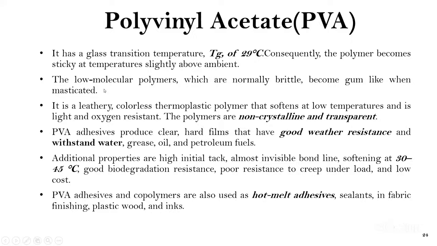Masticated is a word we generally use when we do cross-linking. When we do cross-linking, there is a chance the polymer will change. Normally they are very brittle because the Tg value is 29 degrees Celsius, so below 29 degrees Celsius they will be brittle. But when we do cross-linking and add some filler, they become very soft and gum-like in nature.